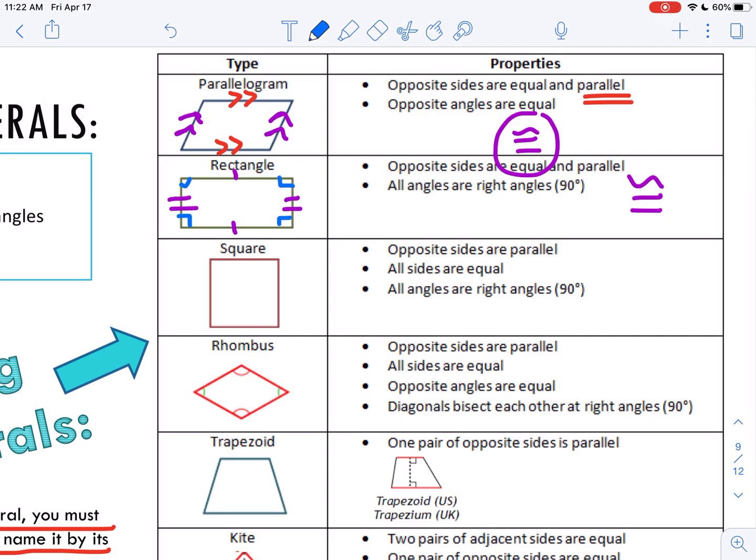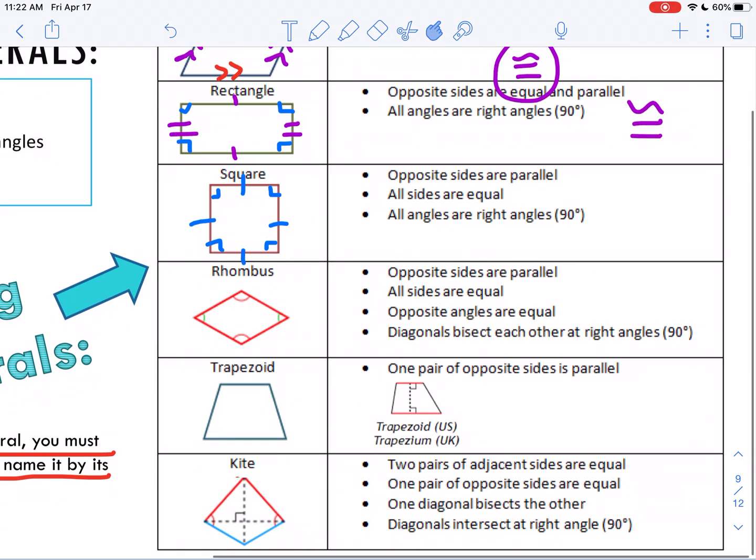In a square, we know it's a quadrilateral or four-sided figure that has all congruent sides and all congruent right angles. All right. To look at a rhombus, we know a rhombus has opposite sides that are parallel. All sides are equal. Opposite angles are equal. So you're going to see here that we have the notation for opposite angles being equal. I'm going to add 2 marks on those just to really indicate that.